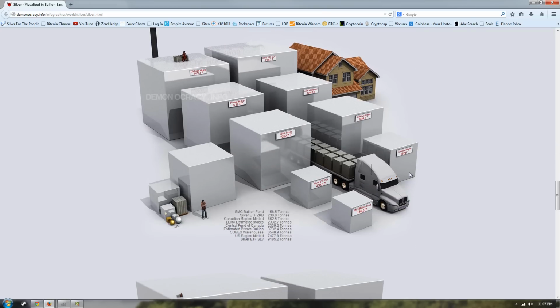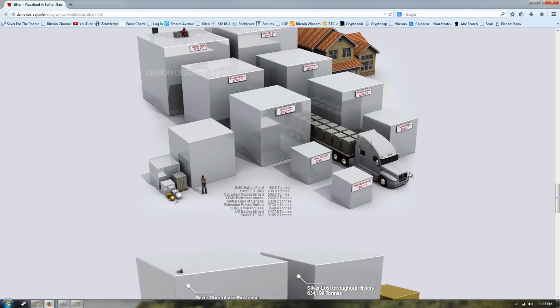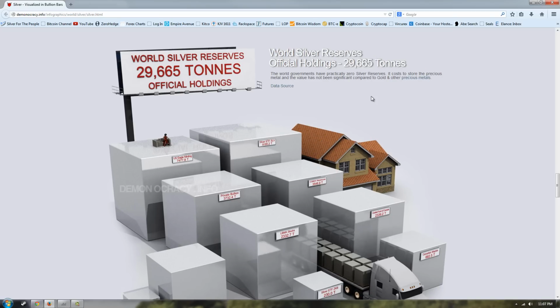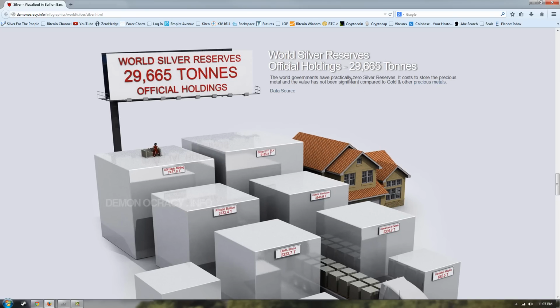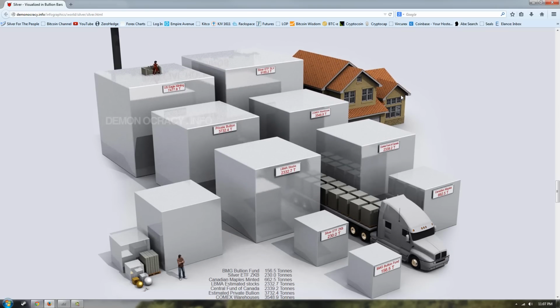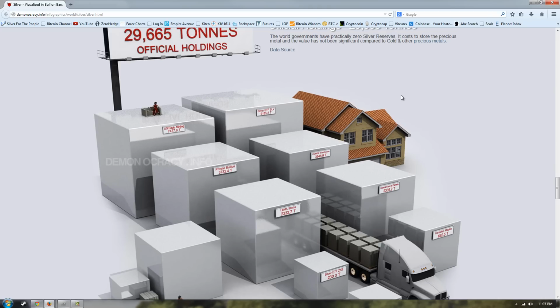So let's get down to the big infographic here. This is the total amount. First of all, we're going to look at world silver reserves. And you might not be able to see it, but what they state here is that world governments have practically zero silver reserves. It costs to store the precious metal, and the value has not been significant compared to gold and other precious metals. Well, does it cost to store gold? We just saw that gold is just a little bit smaller for the same weight than silver. So what is this argument?